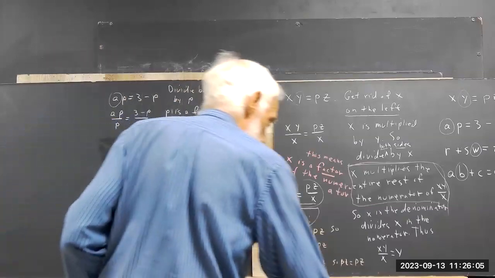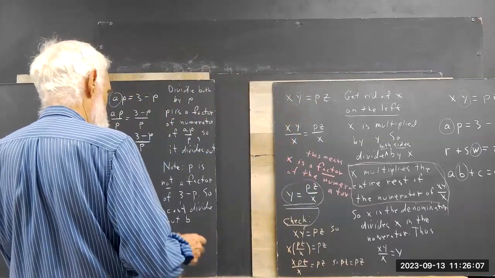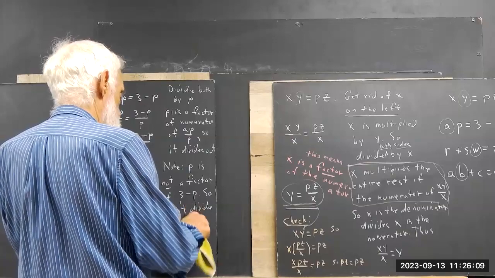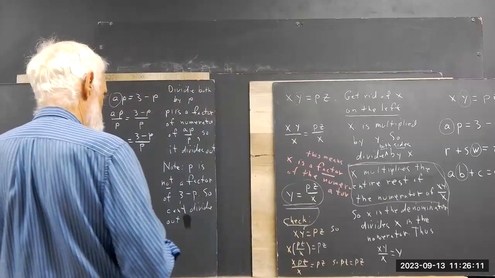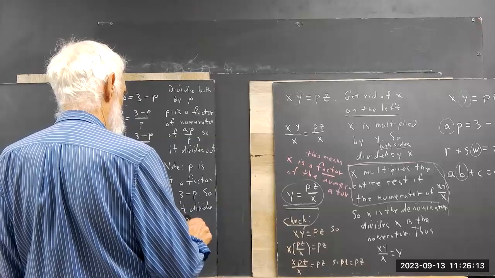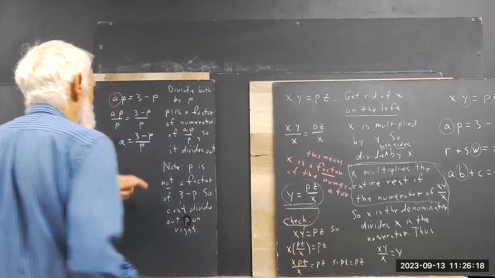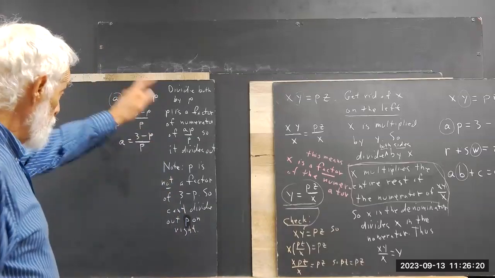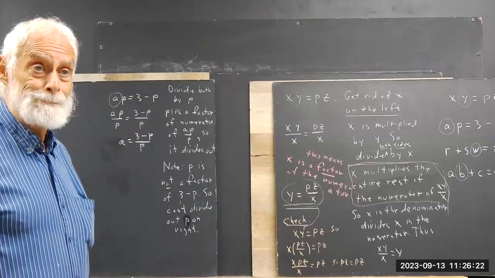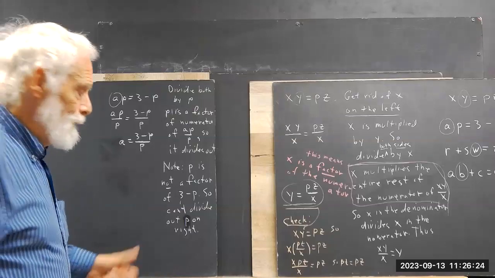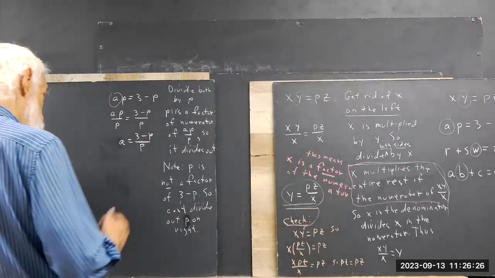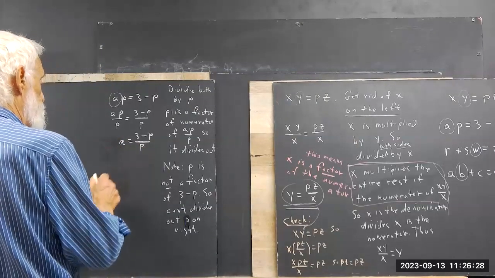P not B. The majority of people try to do that. They'll just cross a line through and say the answer is 3. Okay. Totally wrong.